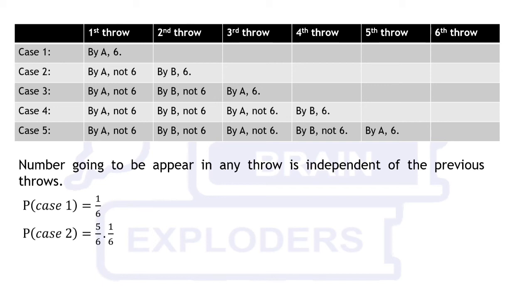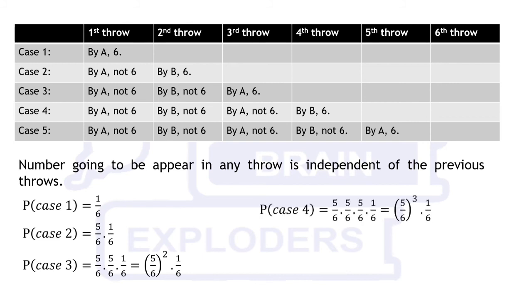So the probability of case 2 is the product of these two. Similarly, in case 3, there are two throws in which we are not getting 6 and one throw in which we are getting 6. These are completely independent. So the probability of case 3 is the product of the probabilities of all these three, which is (5 by 6) whole square times 1 by 6, and in this way the probability of all the cases can be calculated.